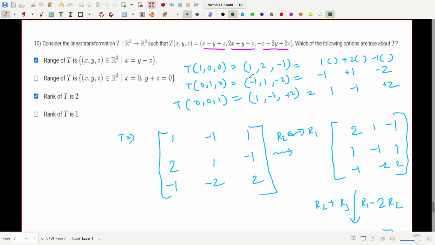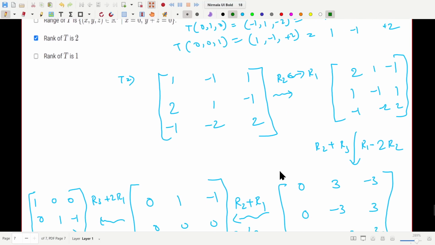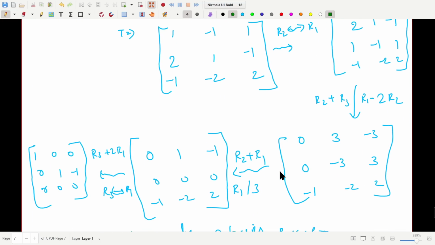(1, 0, 0) will be (1, 2, minus 1), (0, 1, 0) will be (minus 1, 1, minus 1) as per this expression. If we express this transformation in the standard basis format, the matrix will be (1, 2, minus 1), (minus 1, 1, minus 2) and (1, minus 1, 2). We perform the row reduced echelon form on this matrix. We will get finally (1, 0, 1), (0, 1, minus 1), (0, 0, 0). So you can see there are two pivot entries. So rank will be 2 and nullity will be 1.